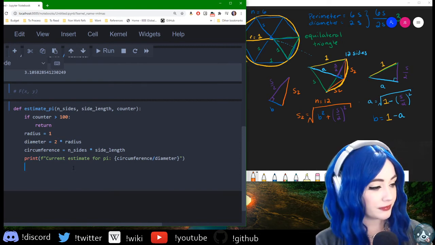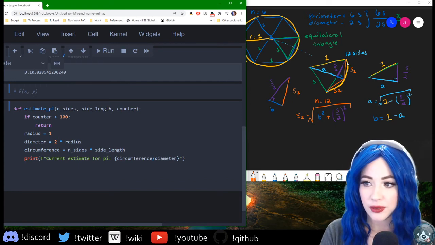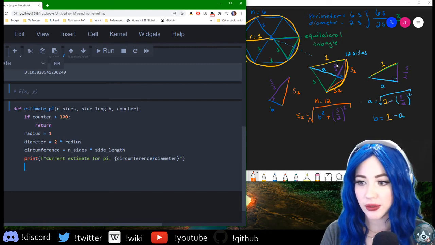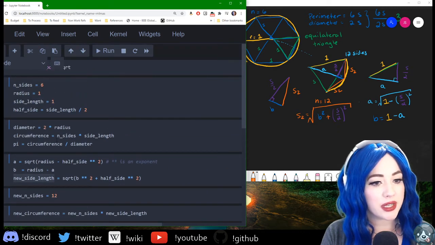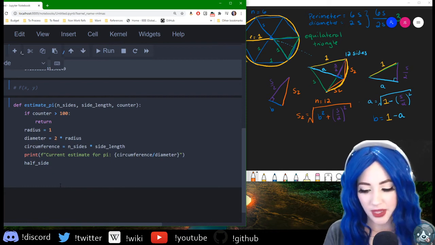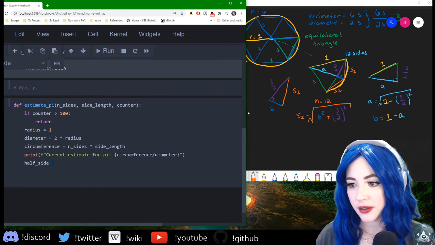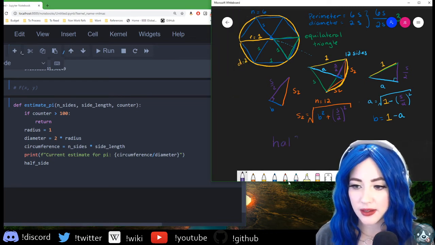Okay, so we have this S2, this orange, right? Actually, is that what I want? No, I need S over 2. So we'll call this, what do we call this up here? I called it half side, I think. Yeah, okay. So we have half side, and maybe just to be clear, let me go over here, and so I can write this out for people. Half side in Python is going to be S over 2.